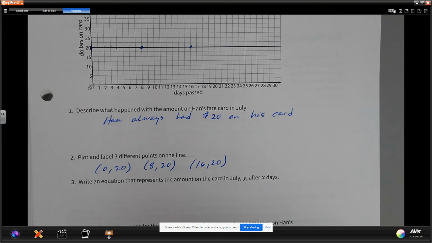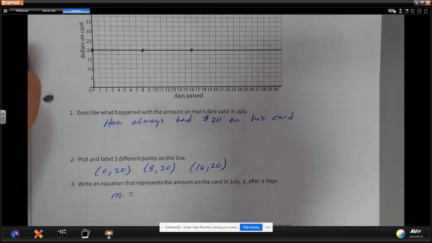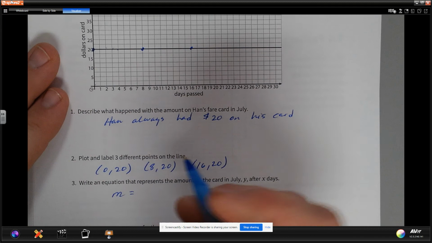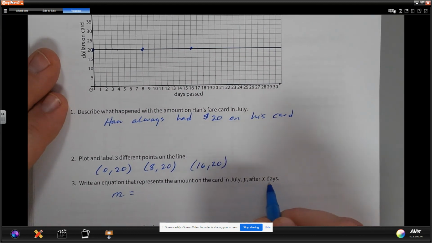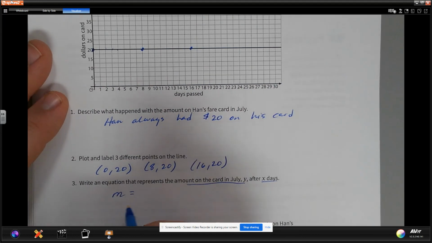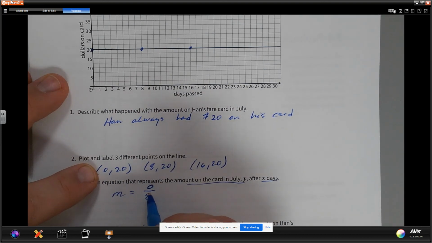So let's consider the same piece that we talked about last time. We had to have a slope. On the previous one, we recognized that the amount of money was going down $2.50 every ride. So knowing that x is still the number of days and y is the amount of money on the card, let's talk about the slope. For every amount of money he's spending, $0 on a ride, the line is going, in this case, up 8 every time.